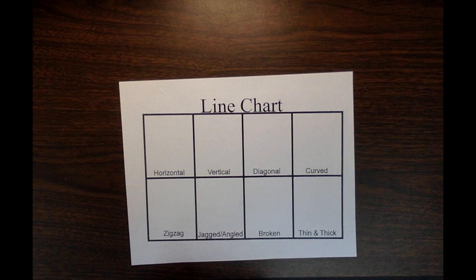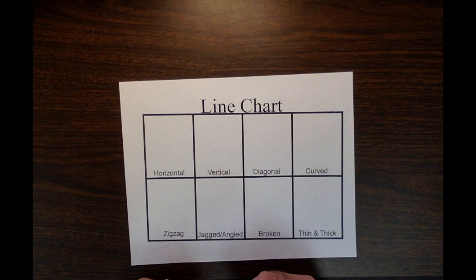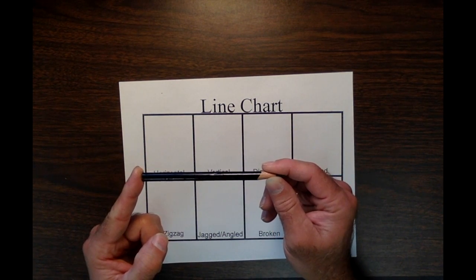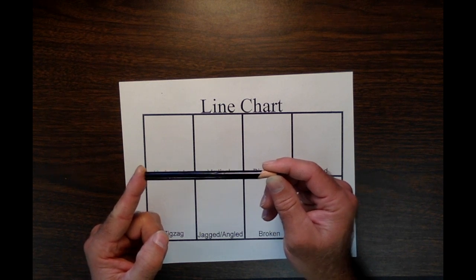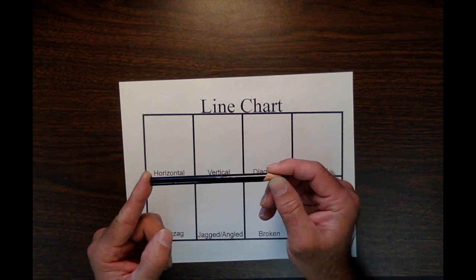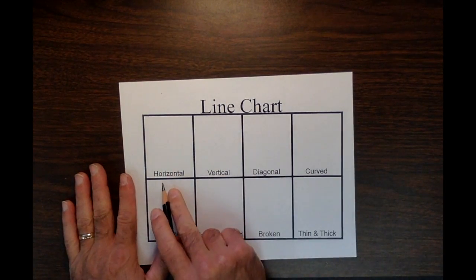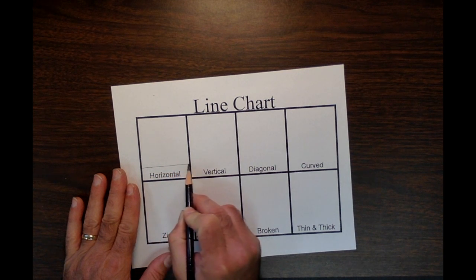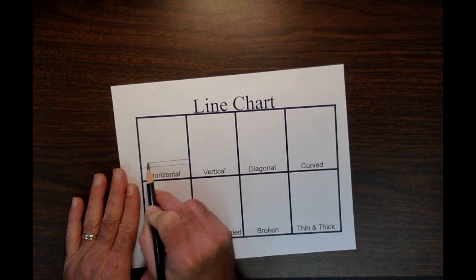Real quick, if you're in my room, I would ask you to hold your arm in a horizontal position. That way I can see if you remembered which way horizontal lines go. But since I can't see you, horizontal lines are flat. Sort of like my pencil here, I'm holding it very flat. It's straight, and it goes only left to right. So in the horizontal box, that's the first word, I'd like for us to create some horizontal lines that go from left to right or right to left.